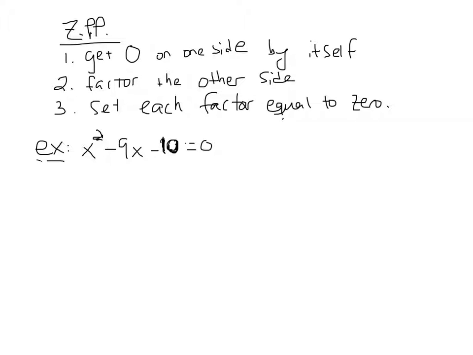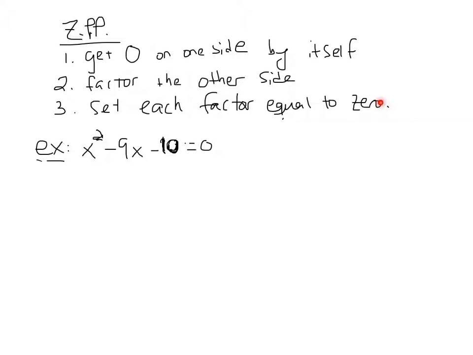So the steps for using ZPP are here. There's just 3 of them. They're quite easy. First step is to get 0 on one side by itself, no problem. Step 2 is to factor the other side, and we just spent 5 sections working on factoring, so that shouldn't be hard. And then step 3 is set each factor equal to 0, and then solve.